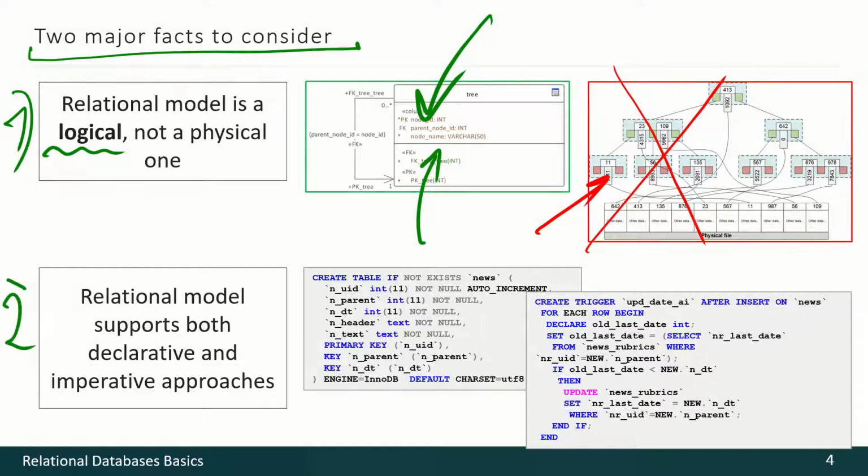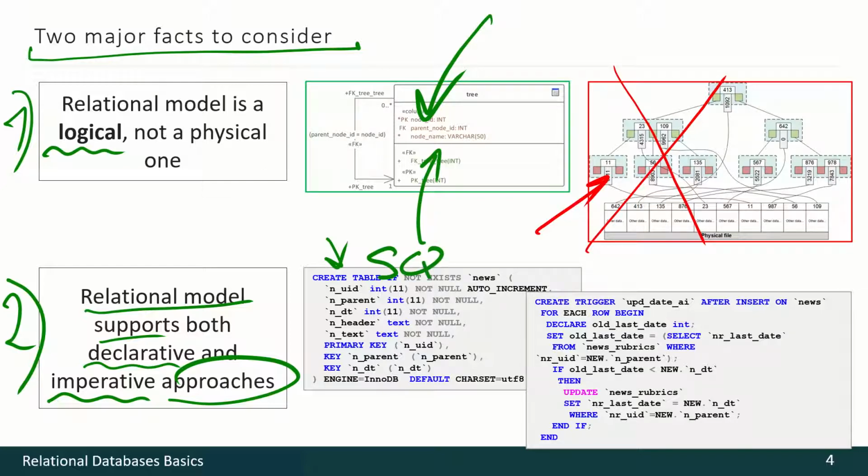The second fact tells us that the relational model supports both declarative and imperative approaches. So this is the declarative one. This is classical SQL. With the declarative approach, we are just telling the DBMS to create a table with a certain set of fields and so on. And we do not control the process of table creation. The DBMS selects it by itself. So we do not describe the process, we just describe the desirable result.